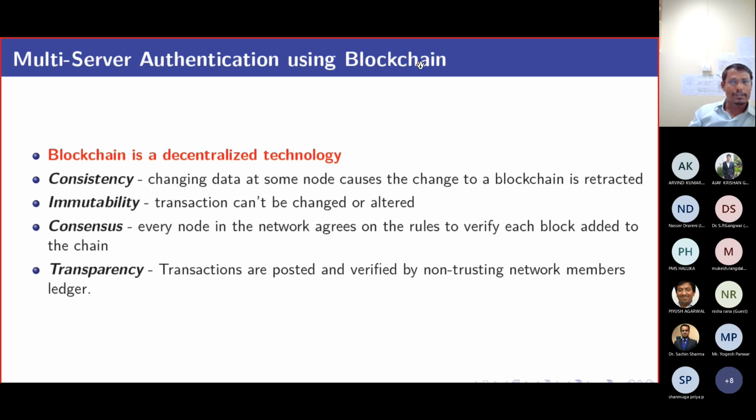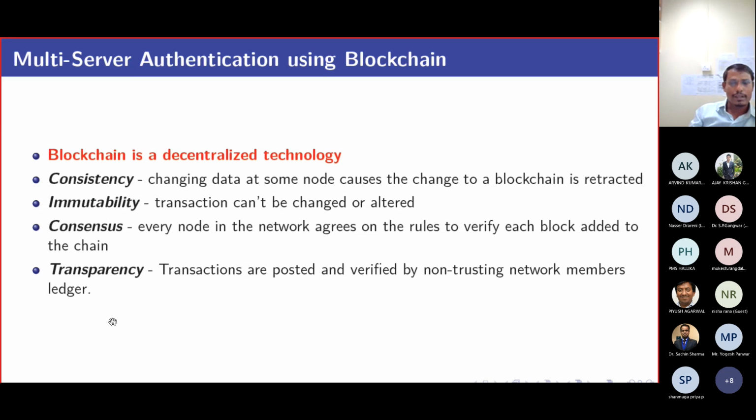I think this is a buzzword, and all of you are quite familiar with the term blockchain, right? So blockchain-based authentication technique is the current trend. You can think about how to design a secure and efficient multi-server authentication using blockchain. The benefit of blockchain is that it is a decentralized technology. Like P2P technology, it is not managed by a central agency, right? The entire network will control the blockchain.